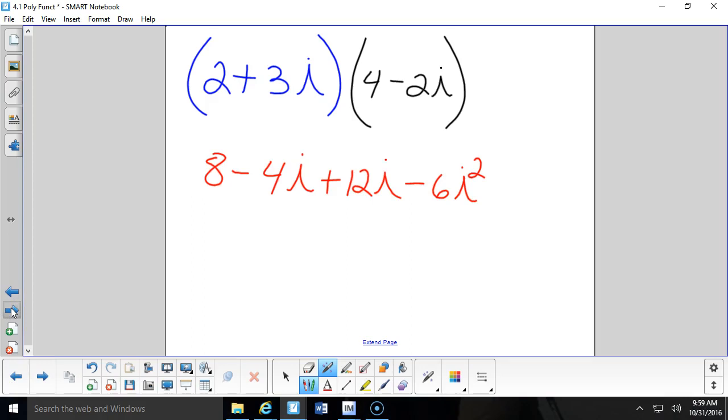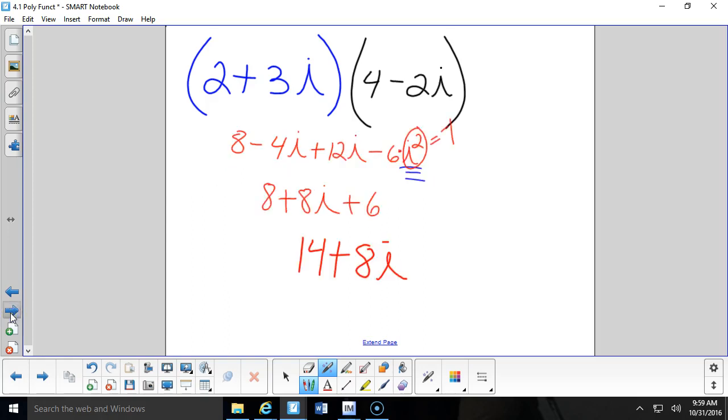And the last, by the way, 3i times 2i gets you 6i squared. And the i squared, of course, becomes negative 1. And so that negative 6 becomes positive 6. 14 plus 8i.